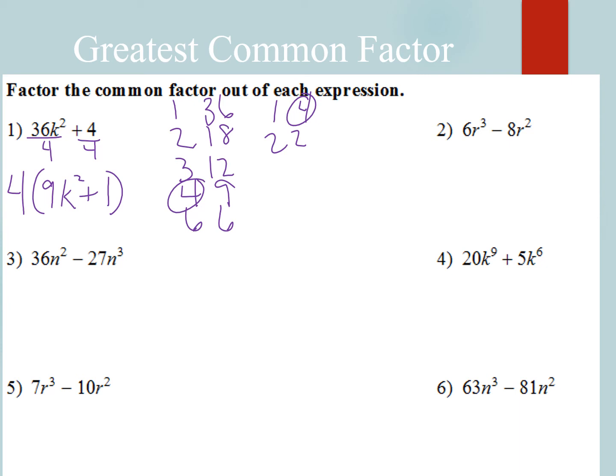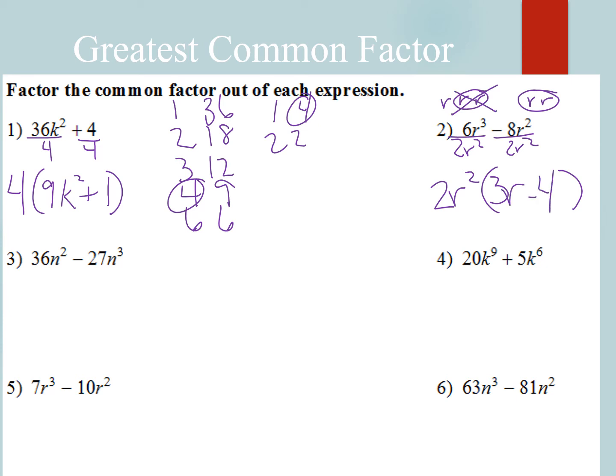Okay, over here at number 2, if I look at 6 and 8, the largest number that they share is 2. So I'm going to take out a 2. Okay, if I look at them, this one has 3 r's and this has 2. So if you have to write them out, go for it. But they do have 2 in common. Okay, so I'm going to write 2r squared there and then put my parentheses, and now I'm going to divide by 2r squared on each term. So 6 divided by 2 is 3. I had 3 and I'm taking these 2 out, so I have 1 left. And then minus 8 divided by 2 is 4. And then I had 2 and I'm taking both of them out, so there's no r's there. So that is my final answer.